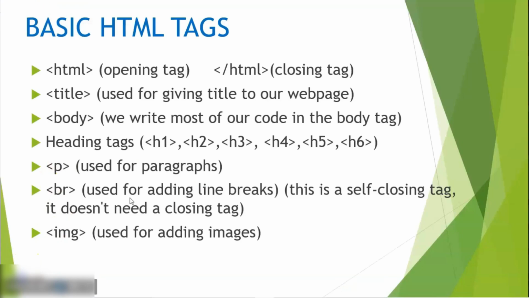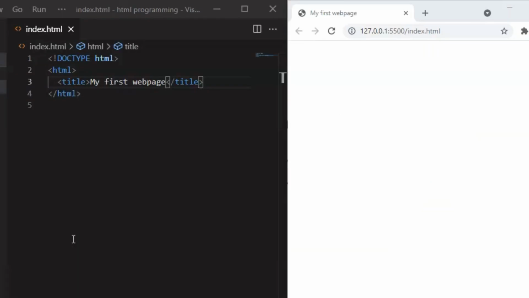Now let's look at the next basic HTML tag. The next basic HTML tag is the body tag. Now we write all of our code in the body tag. Now tags like the heading tag and the tags for adding images and all will go inside the body tag. Now let's see this in Visual Studio Code. Okay, so now I have opened up my browser next to Visual Studio Code for convenience. Now let's add our body tag.